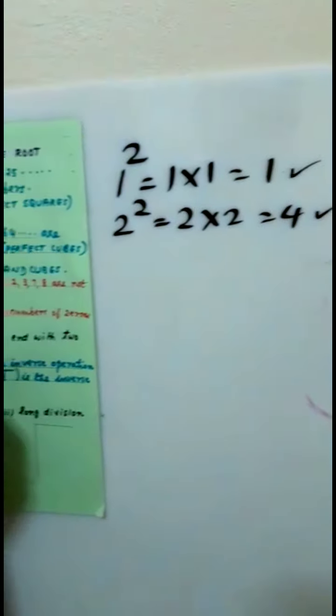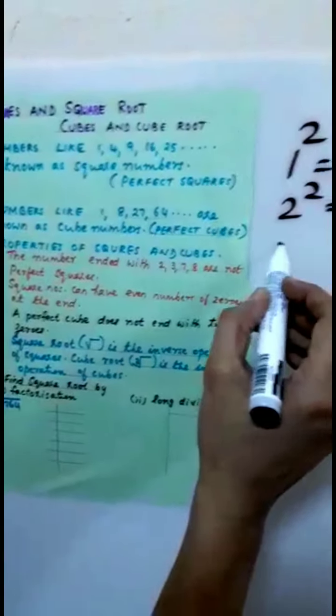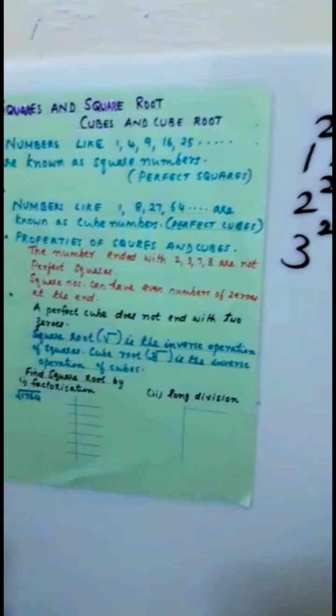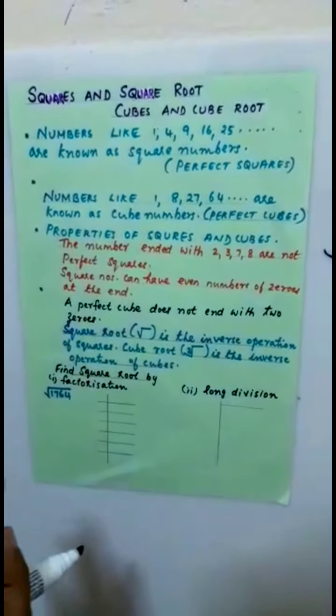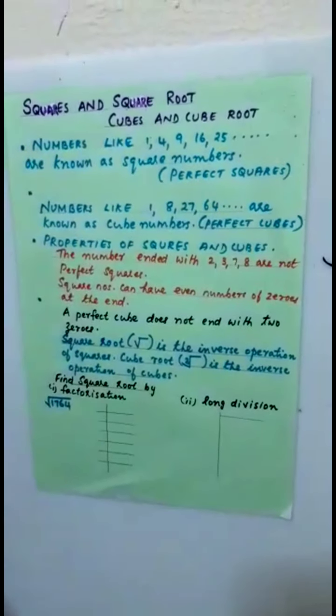It means 1, 4, 9. Next number will be 3 square, that will be 9. 4 square will be 16. 5 square will be 25. 6 square is 36. This way we can write perfect squares.